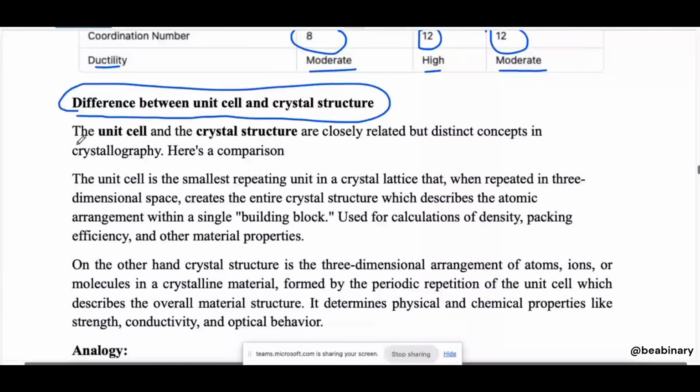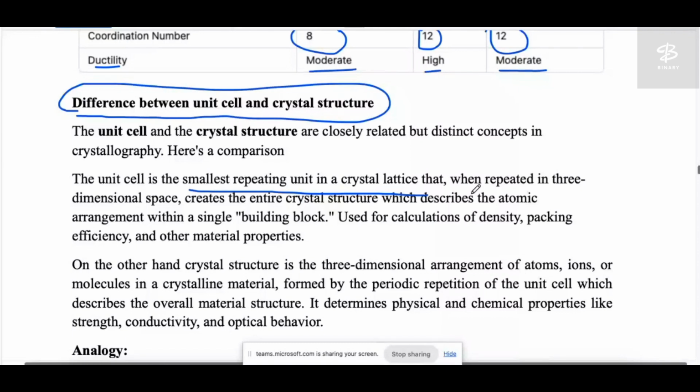The unit cell is the smallest repeating unit in a crystal structure's lattice. When repeated in three-dimensional space, it creates the entire crystal structure, and it describes the atomic arrangement within a single building block used for calculation of density, packing efficiency, and other material properties. As I told you in the last class, the unit cell is the basic, fundamental, smallest repeating unit, which repeats itself in a pattern so that it can make a bulk material.